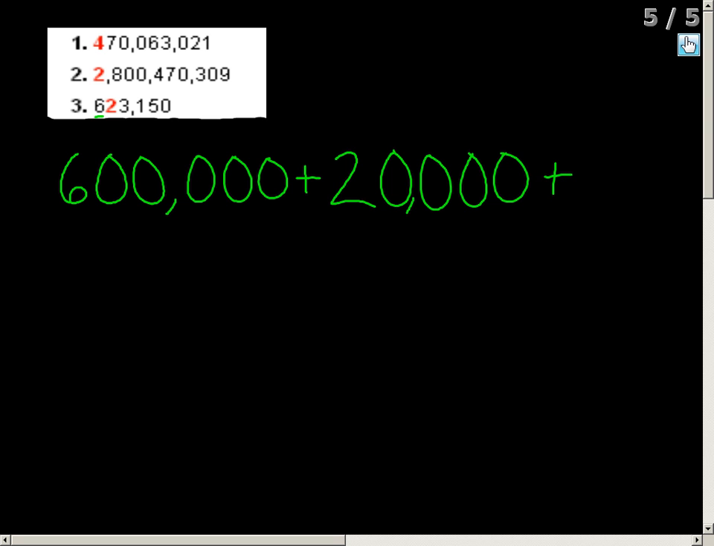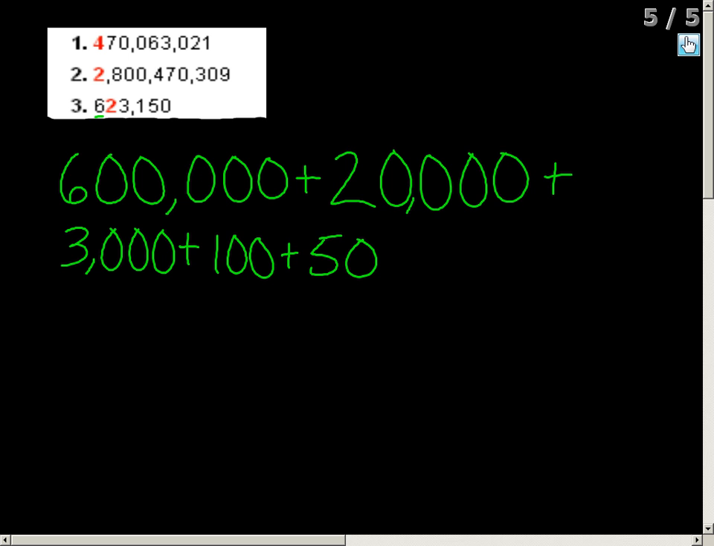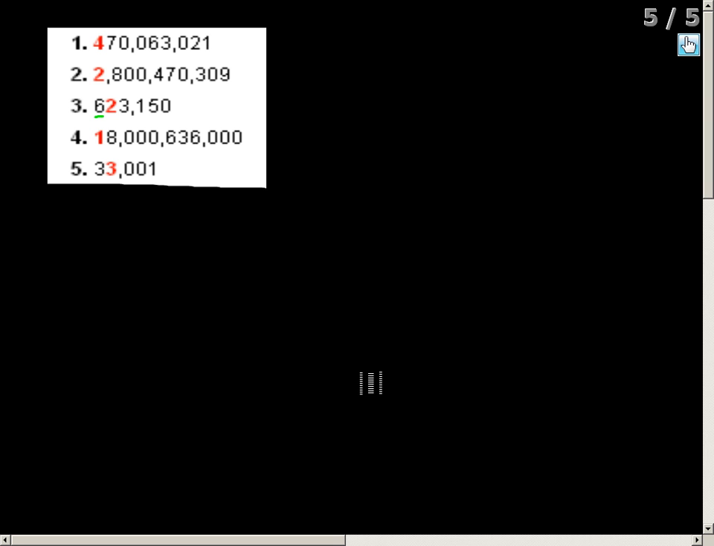We're going to add 3,000. All right, plus 3,000. Okay, then after that we'll write our 1 followed by 2 zeros, which shows us the value of that 1 is not just 1 but actually 100. And I'll write the 5 down, followed by 1 zero, showing us the value of that 5 is 50, and then that's it. So we take 600,000 plus 20,000 plus 3,000 plus 100 plus 50 gives us 623,150.